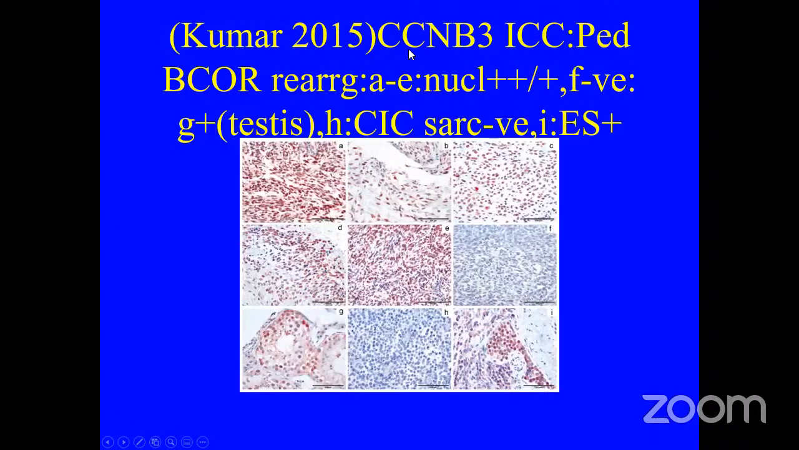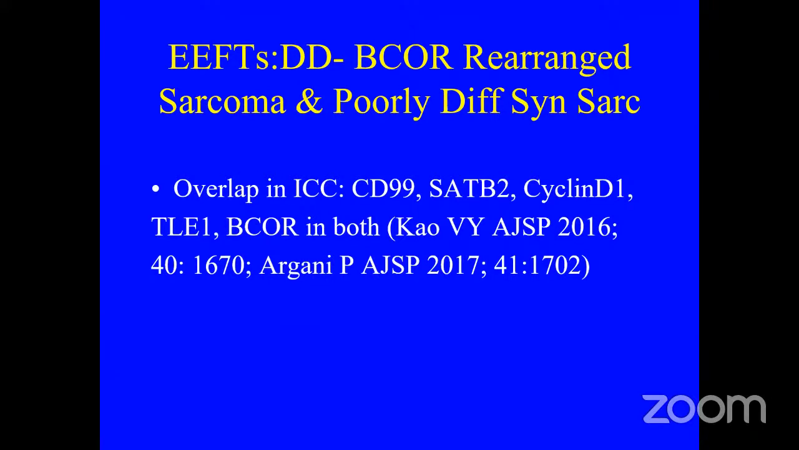This is a slide which shows you the positive staining for CCNB3, the other IHC marker for BCOR rearranged sarcomas. You can see various photomicrographs in which you can see the nuclear positivity, and as a positive control, it is positive also in the testes, and occasional examples of Ewing sarcoma can also show positive staining. Here is CIC rearranged sarcoma, which is negative. So this is a good marker to distinguish between different EFTs, although there can be a slight overlap with Ewing sarcoma. So this overlap is almost a constant feature in individual markers.